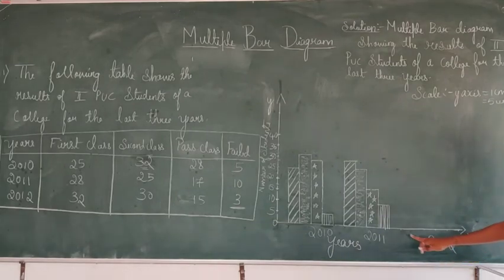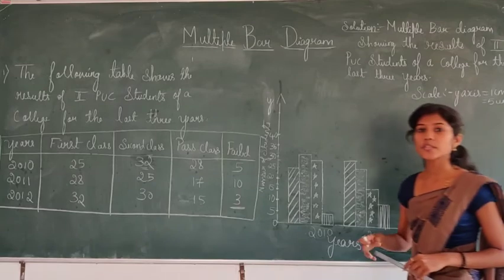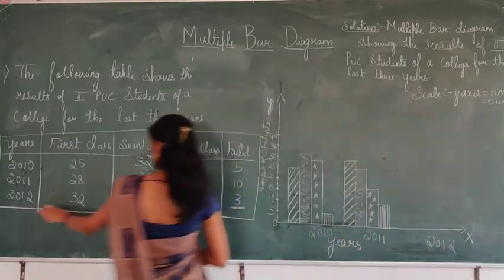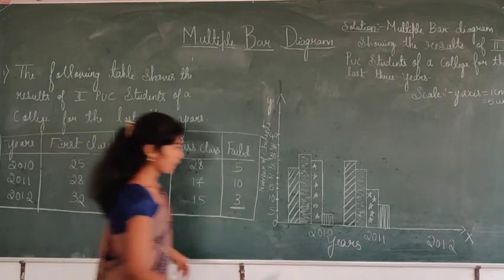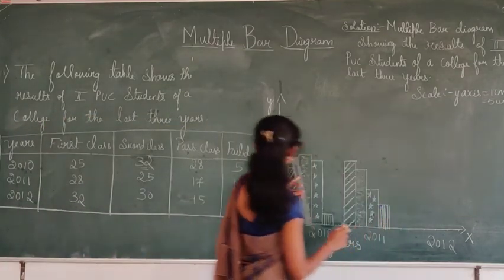Now, the last one is for the year 2012. Here for 2012, the number of students who have secured first class is 32. So 32.